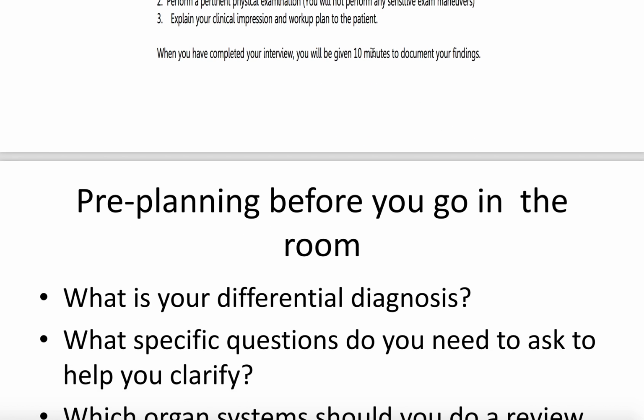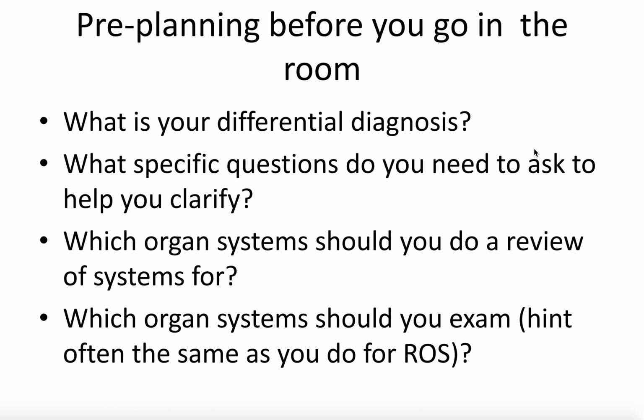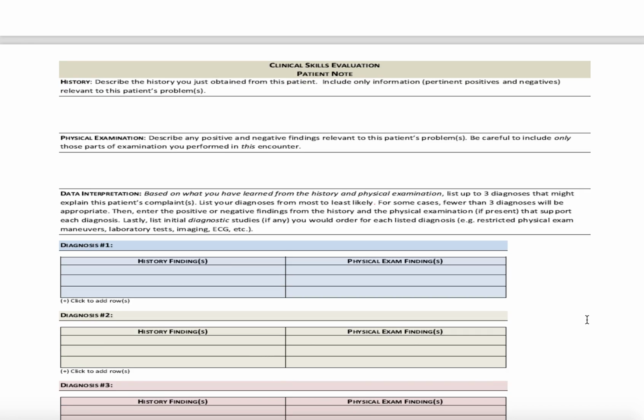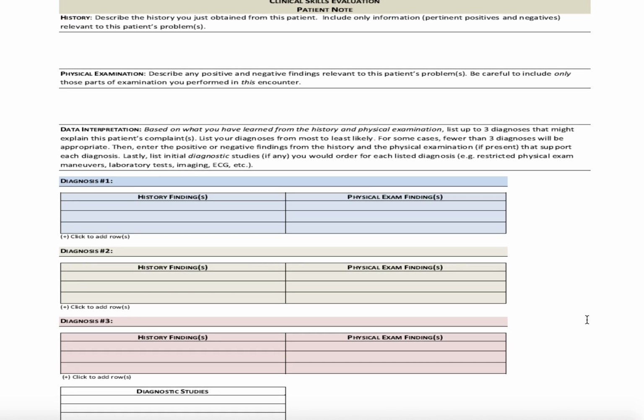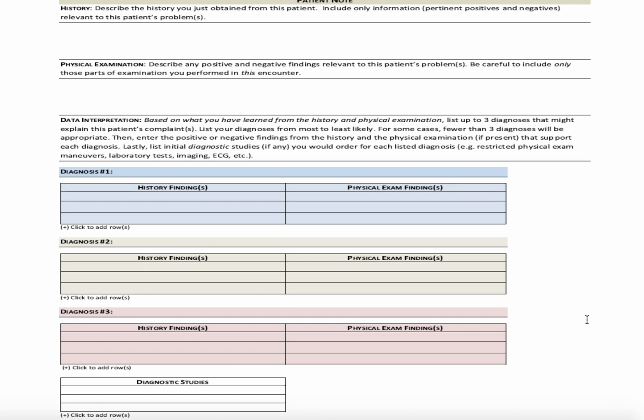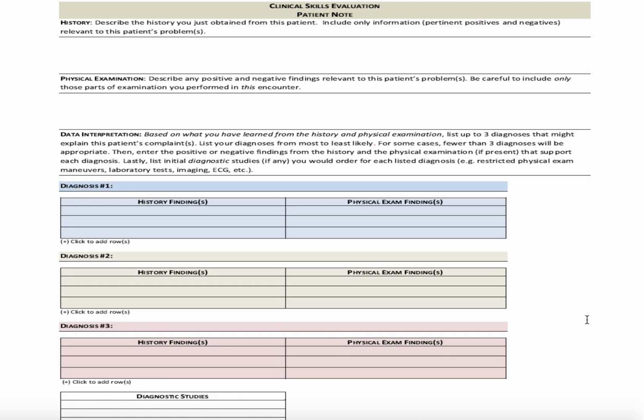This says 10 minutes to document your findings, and that's consistent with what you guys are going to have too. Before you go into the room, think about your differential diagnosis. Think about questions you might need to ask. What organ systems are being affected? That's really helpful. This is an example of the note page once again. So pretty straightforward. I think you guys are going to have a great time. You'll do a great job with it.